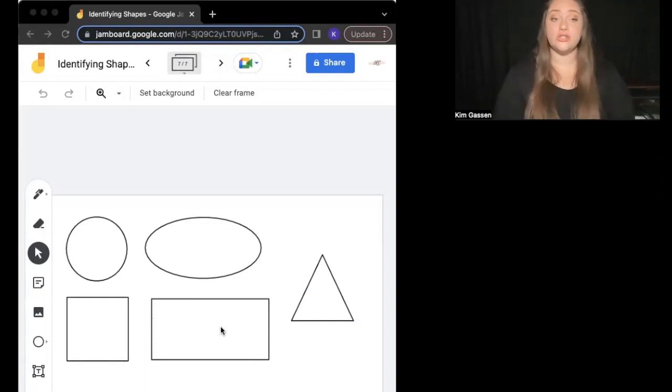On your homework, your job is to write what kind of shapes are in each picture. I'll go ahead and give you some class time now to get started on it. And if you have any questions, just go ahead and raise your hand and I'll come help.